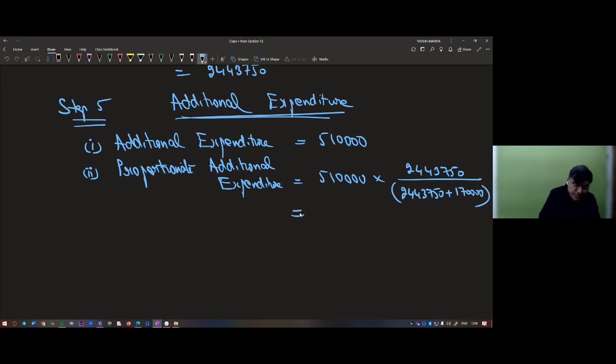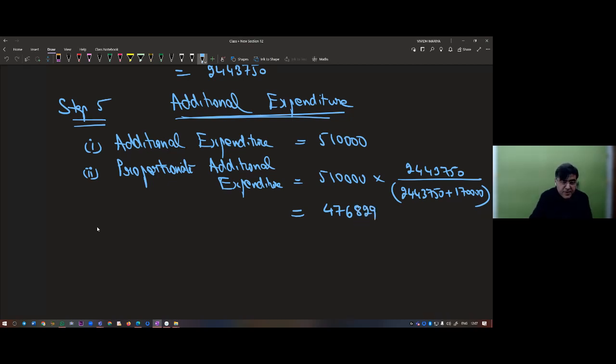Now this is going to be, guys, enjoy. 26,13,750. 5,10,000 divided by 26,13,750 into 2443750. Answer is 476,829.